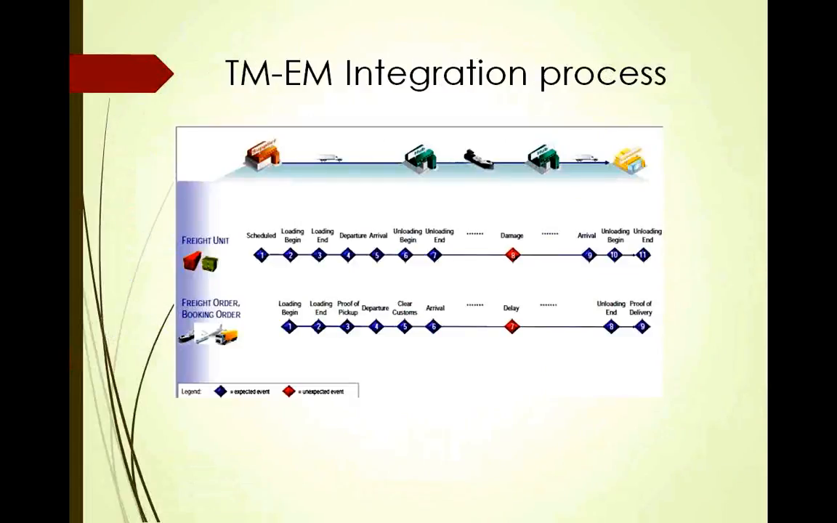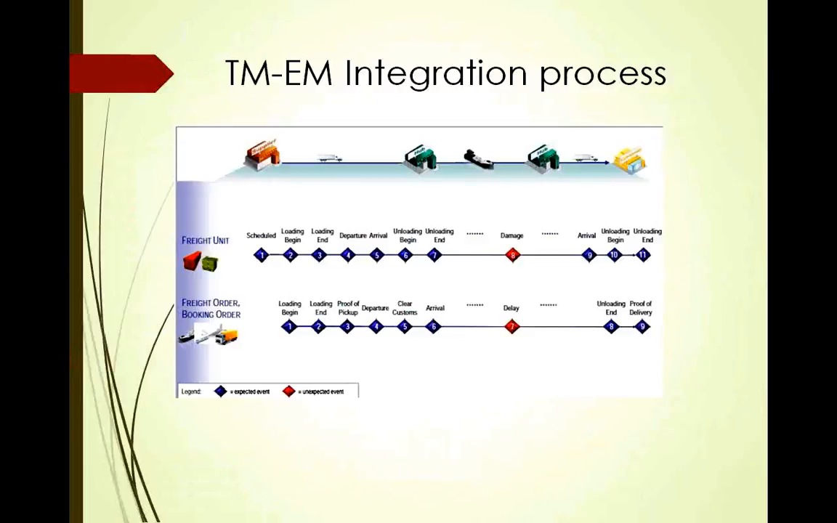So let me give an example of the TM to EM integration process. The blue legend indicates your expected event and the red color indicates your unexpected event. Whenever any goods or shipment is moving from a supplier to a consignee, the goods have to be picked up from the supplier warehouses. It reaches a particular hub. A hub is the place where consolidation is done. For example, it can pick up goods from two or three suppliers, and it always comes to a hub, because the hub is the point where consolidation of all your goods is done. Near the hub we have your port of loading.